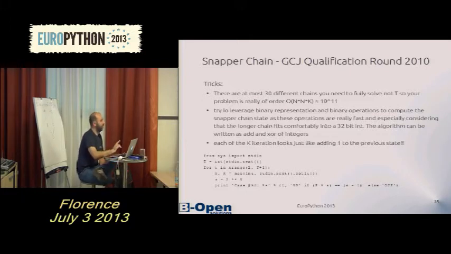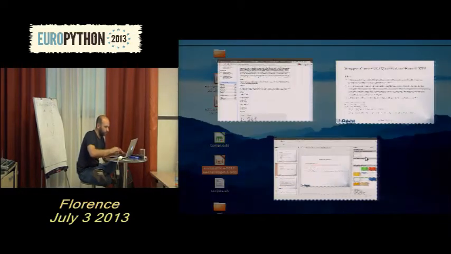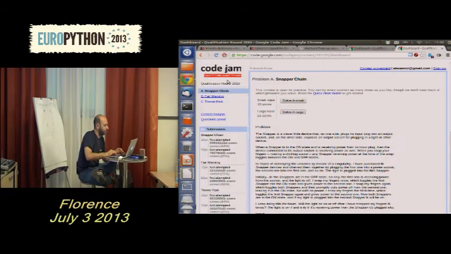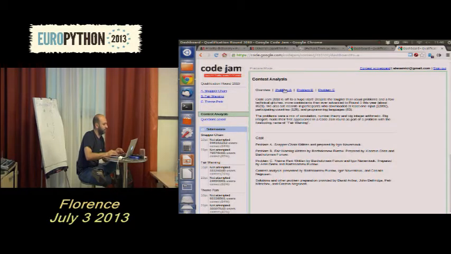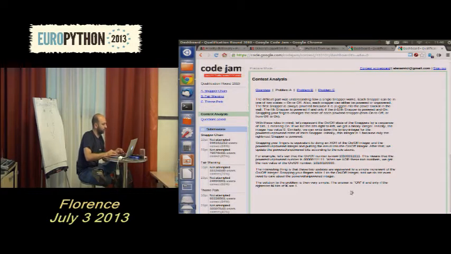Now, each of the problems, if you want to understand it fully, you need to spend a little bit of time. The first ones were really easy. Now it starts to be, at least, interesting. And if you want all the steps, just go to the contest analysis. Here we have snapper chain, contest analysis, and then problem A. And this is the solution. It explains how the solution works.